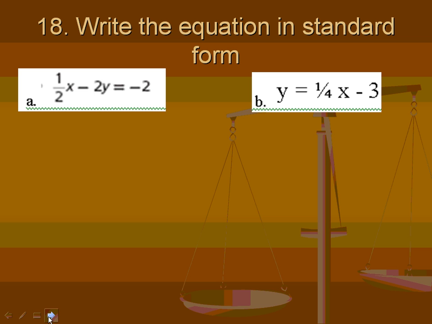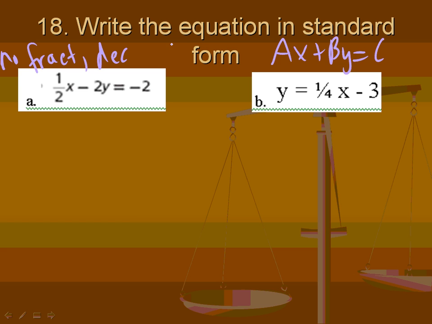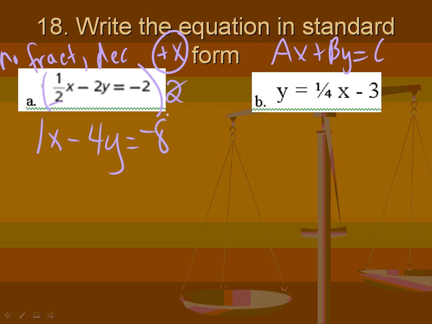Number 18, we have to write these in standard form. We did do a few of these in class today. Remember, standard form is ax plus by equals c, and the whole thing can have no fractions, no decimals, and the number in front of the x has to be positive. All right, so I have a fraction on this first problem, so I'm going to multiply everybody by 2. That gives me 1x, because the 2's cancel, minus 4y is equal to negative 8. I have no fractions, no decimals, and my x is positive, so that's the answer.